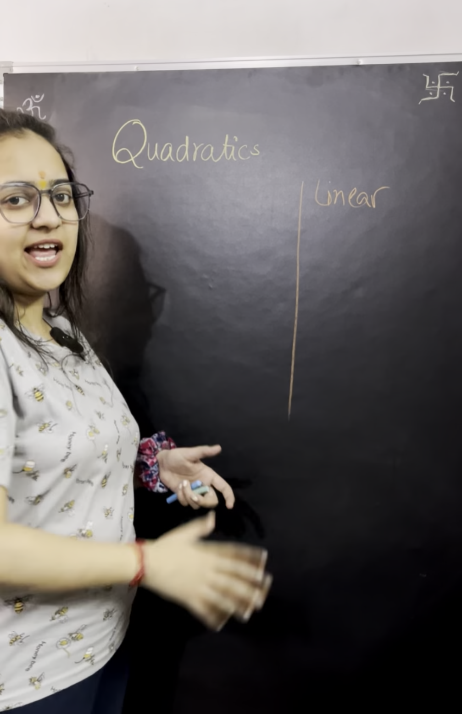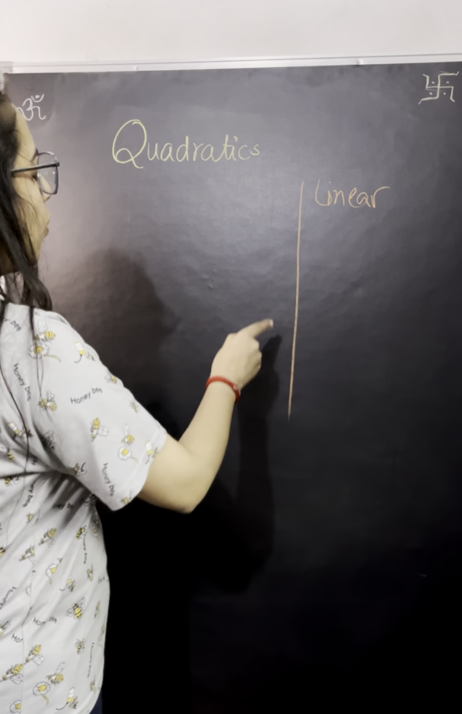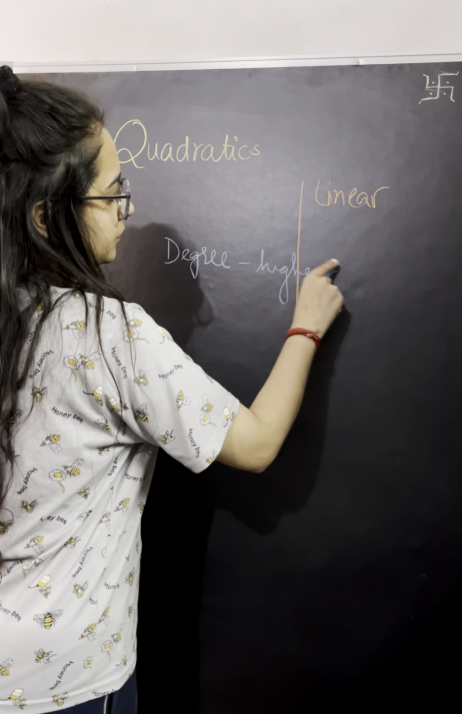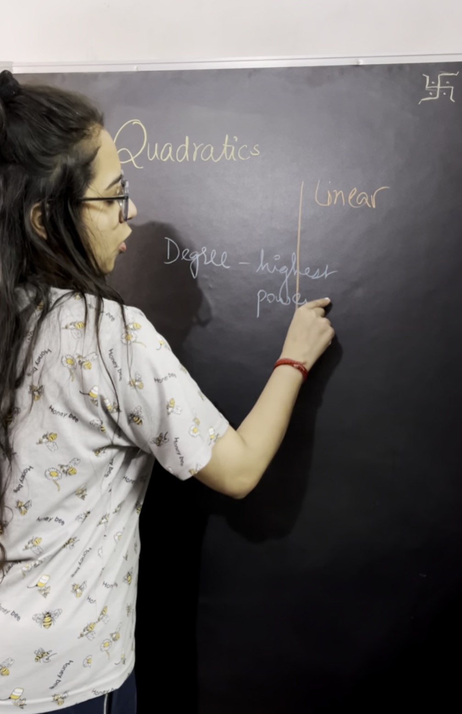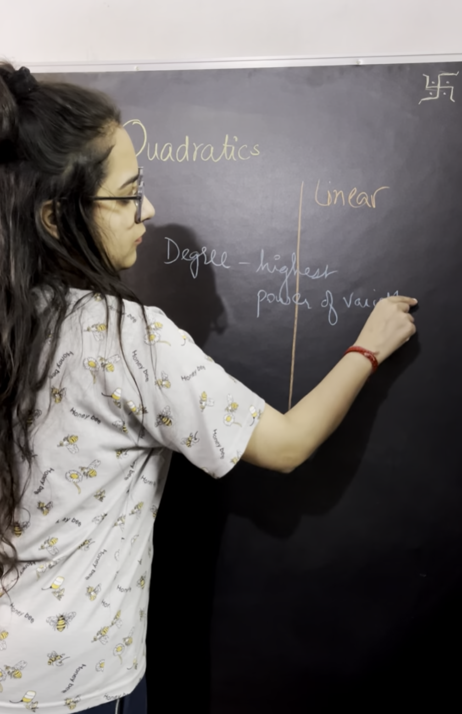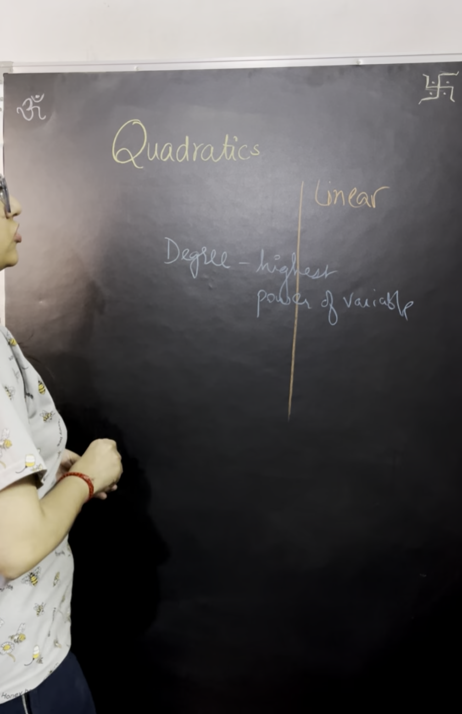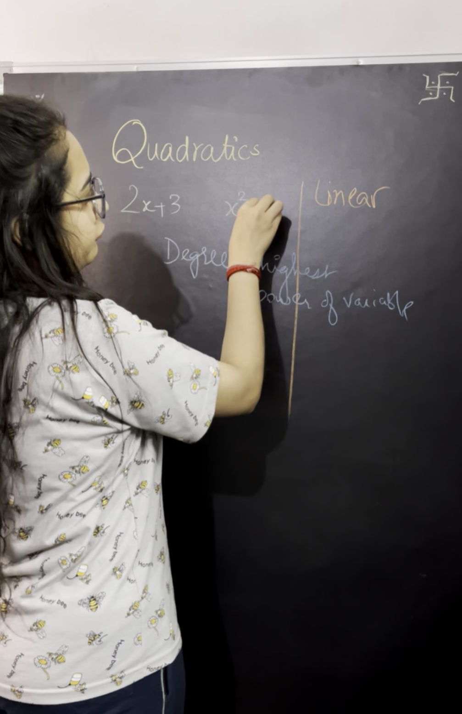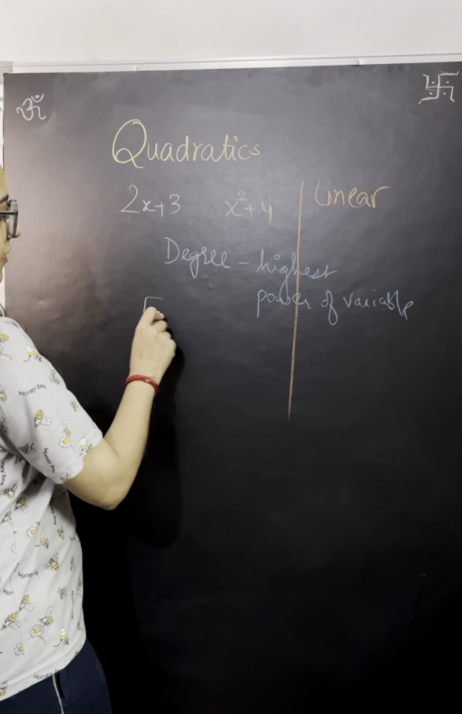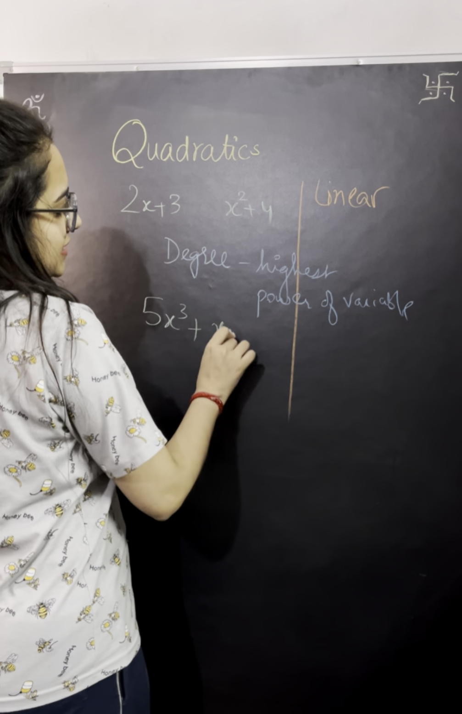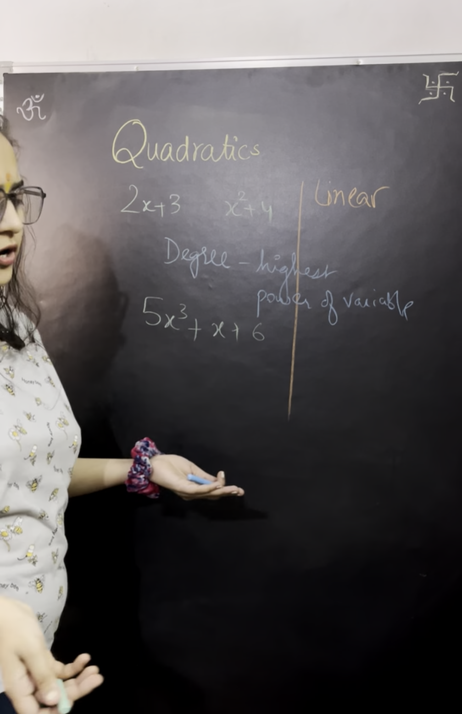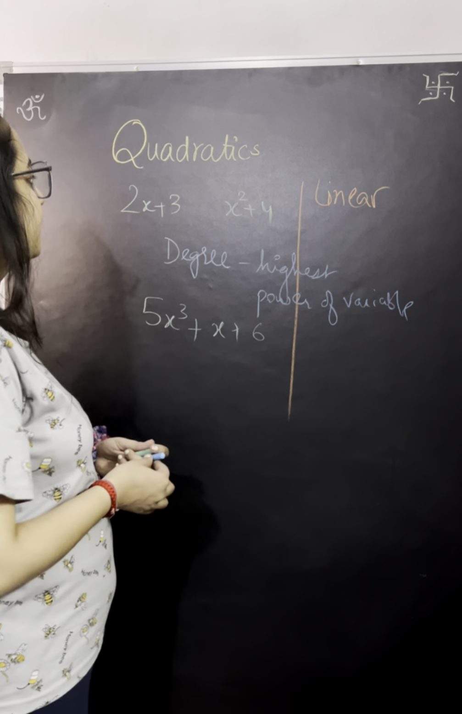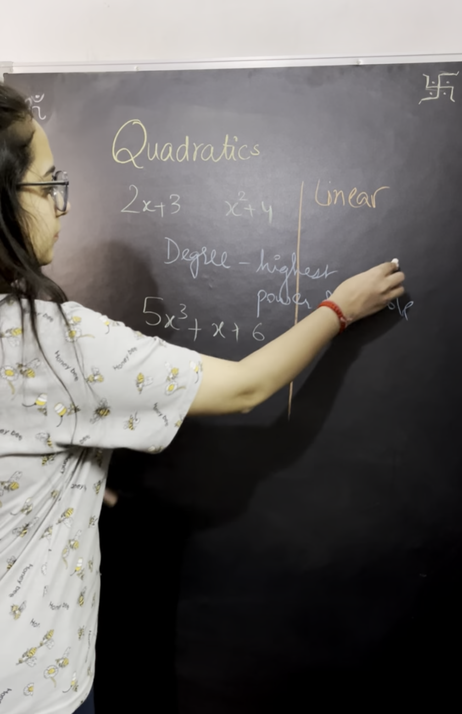Okay. Now, just a recalling thing. If you already know about linear algebra, awesome. If you don't, let's understand what the degree of an expression is first. Degree means the highest power of the variable. Is that okay? That's called degree. So I'm just writing 2x plus 3. Then I'm writing x square plus 4. Then I'm writing 5x cube plus x plus 6. Okay. Out of these, which is linear, which is quadratic? Let's talk about that.